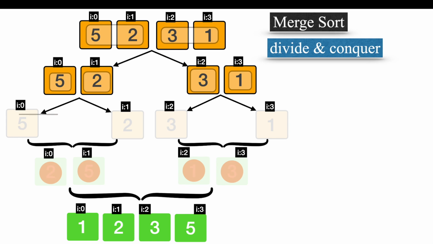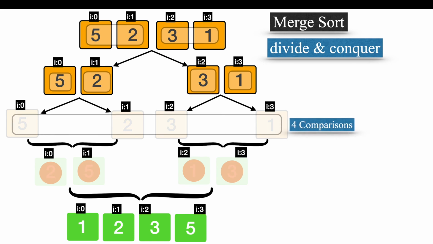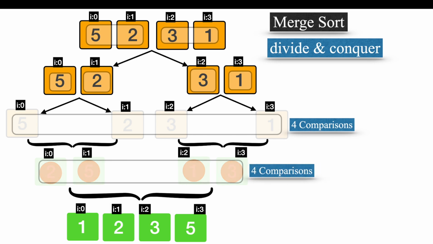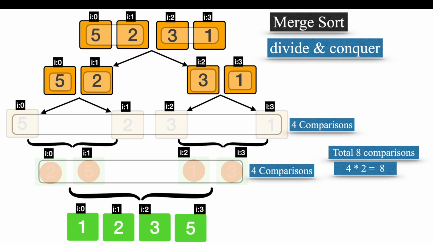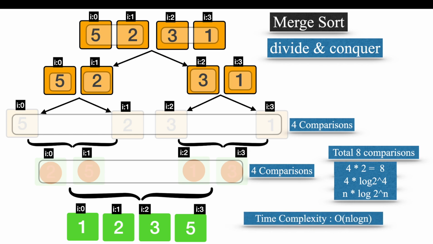So let's see here, at this level we have a total of 4 comparisons, and at this level we have another 4 comparisons. So in total we have 8 comparisons, which can be further written as 4 into 2. So I can write it as 4 into log 4 base 2, where 4 is the length of the array, so I can say it as n into log n base 2. So the time complexity will be n log n.